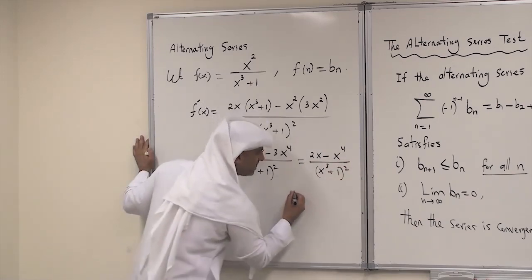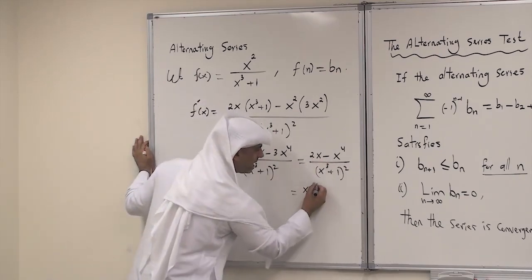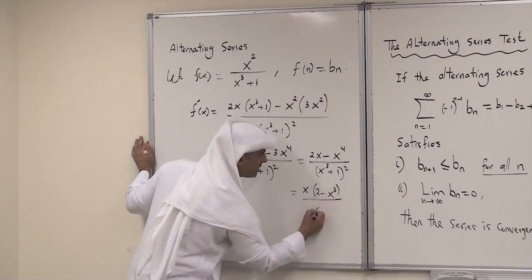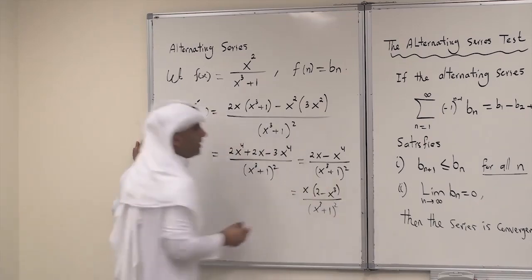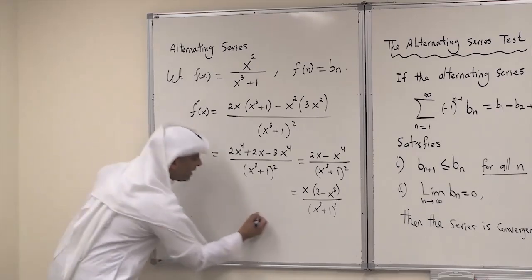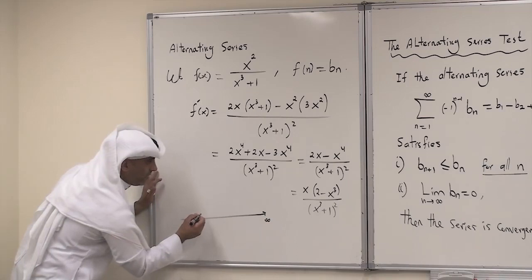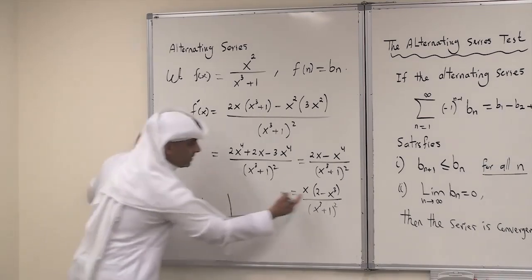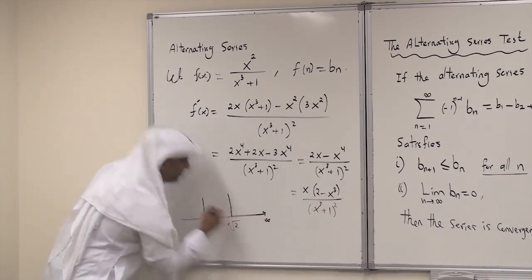Fine. This is equal to, now if we take x as a common factor, x times 2 minus x cubed, all over x cubed plus 1, all squared. This is what we have. Now we need to check one part that is positive and one that is negative. Let us say this is 0, and we need to find the zeros of this, which is the cubic root of 2.